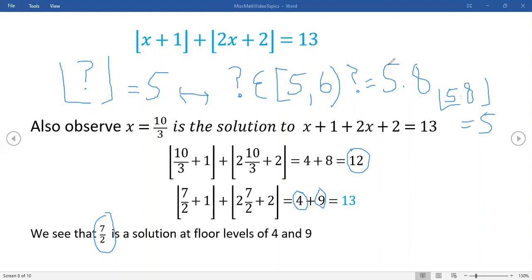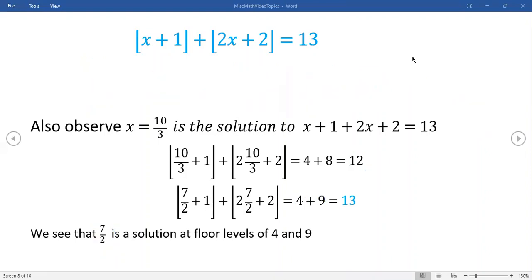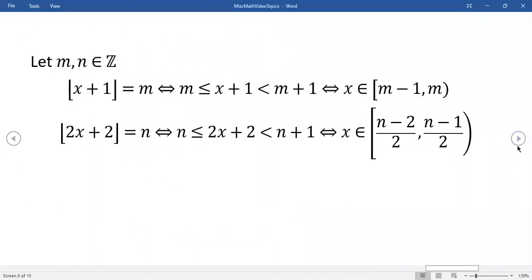Let's go ahead and clear this out, and we'll move along to the next page. And again, do remember that 4 and 9 are the floor levels we're interested in. We're looking to see what the interval is. We suspect an interval is going to be a solution rather than just a single number. Now notice right here, this is a little lemma.